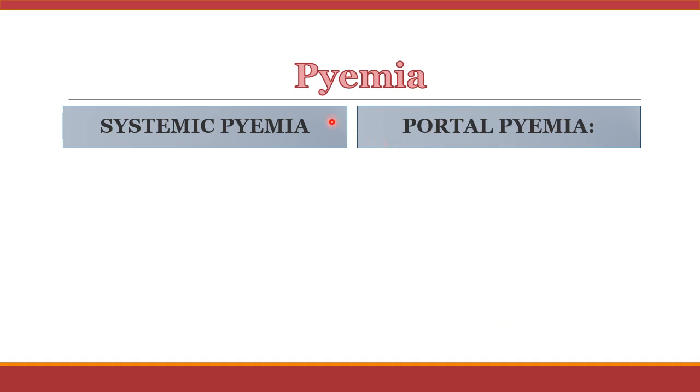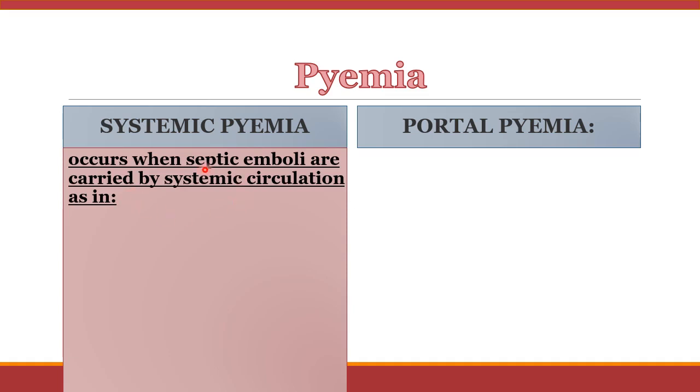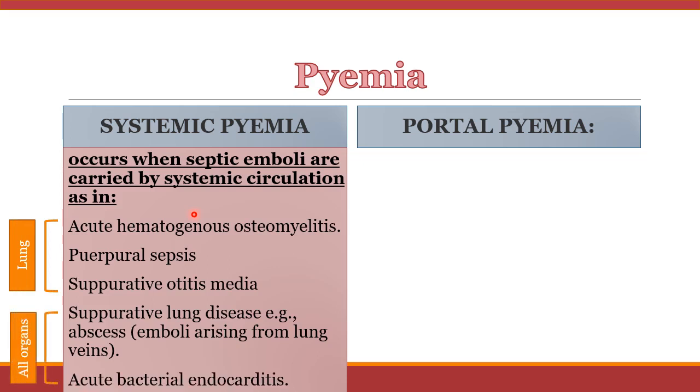So we have two types of pyemia, systemic pyemia and portal pyemia. Systemic pyemia, as we said, is pyemia in the systemic circulation. Portal pyemia is pyemia in the portal circulation. Here, the septic emboli in the systemic circulation are going to arise from many organs. Actually, here we have some examples. These examples may have some tough names sometimes, but they are actually simple.